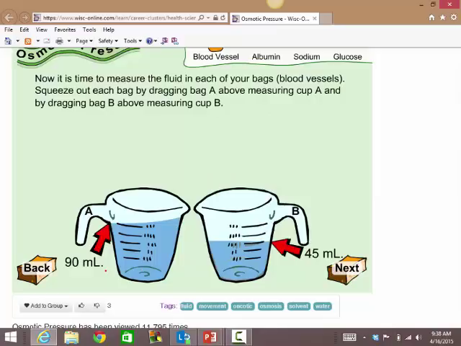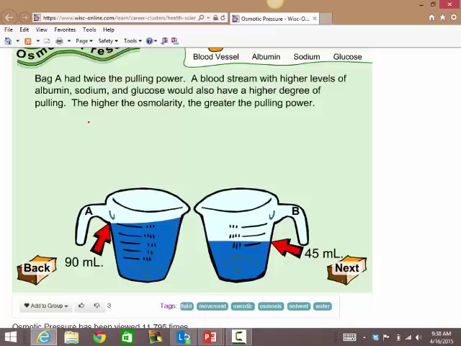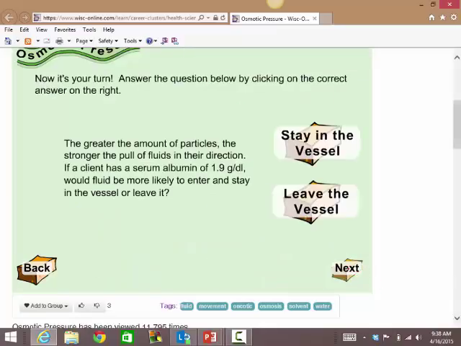So this is 90 ml, and you can see this was 45 ml, and you can see on this side it was double the number of solutes compared to this side. So A had twice the pulling power as B did. So the higher the osmolarity, the greater the pulling power, which is why we say that the amount of solutes determines what the volume would be, okay?